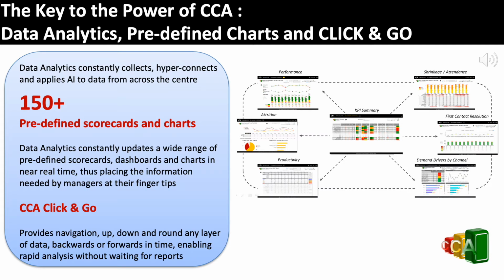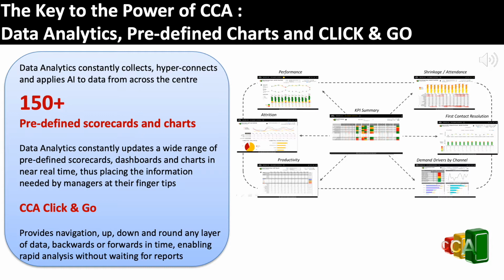The key to CCA's ability to offer faster, more complete insight for both obvious issues and underlying anomalies hinges on the fact that data analytics constantly collects and hyperconnects data from across the center, then applies AI, which leverages years of operational experience. This in turn enables the population and update of a wide range of predefined scorecards and dashboards. The data in these is then made instantly accessible to managers by CCA Click and Go, which allows on-demand navigation up, down and around all layers of data and backwards and forwards in time.